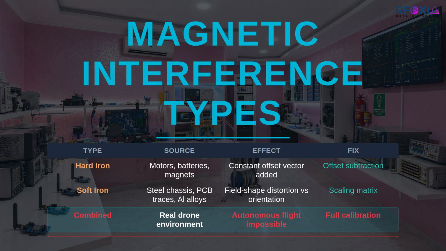Calibration is only valid if the sensor's relationship to the interference sources is fixed. If you calibrate the magnetometer on the bench and then reposition it relative to the motors, the calibration is invalid. If you add a new battery in a different position, the calibration is invalid. The calibration is not a property of the sensor. It is a property of the sensor and its environment together.